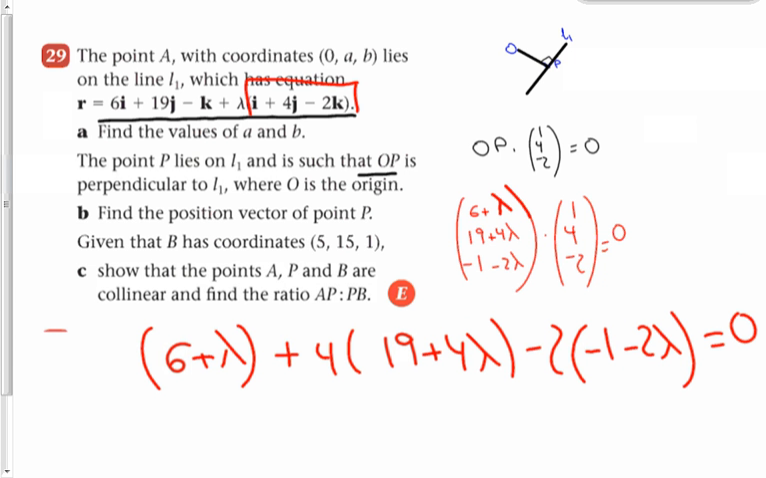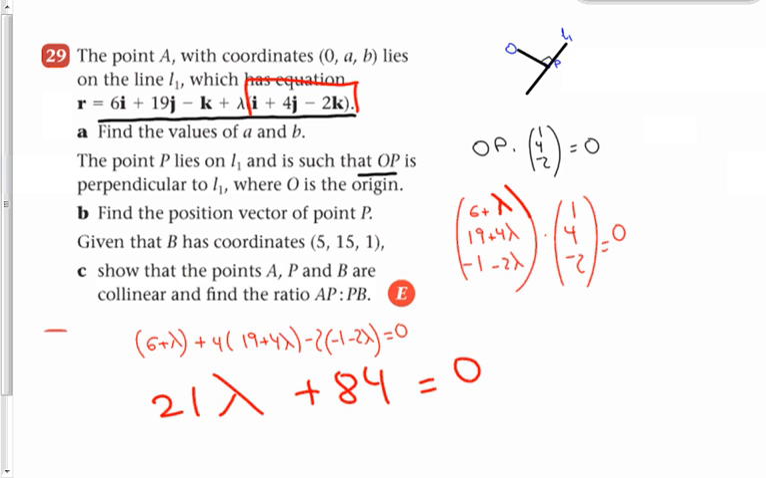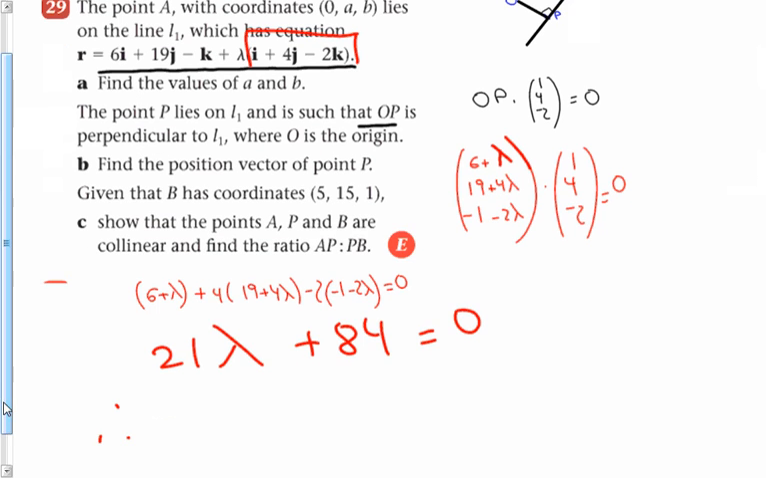So if I just do the vector dot product, multiplying the corresponding components and adding, I should get 0, and I have here a very simple linear equation to solve. Okay, so now if we do a simple multiplication and remove the bracket, collect like terms, we have this. And we can say that therefore lambda is equal to -4.